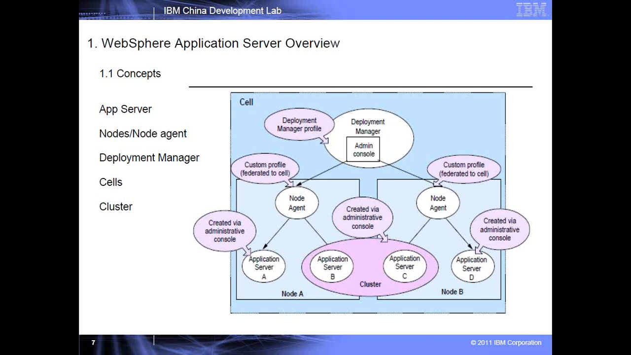Whatever is highlighted in the square box is nothing but one system. Node A is one system and node B is another system, like your system. Node A will have application server A and application server B, and in your system, node B, there are application server C and application server D.